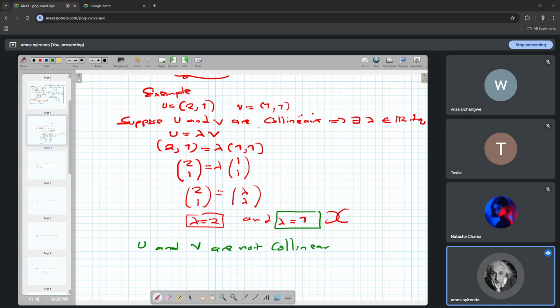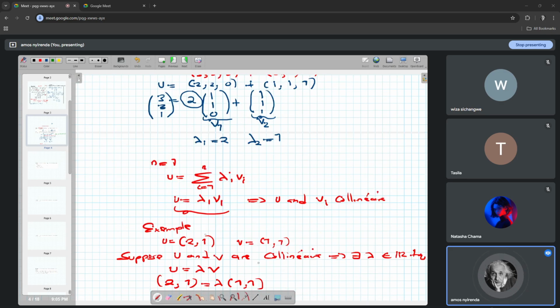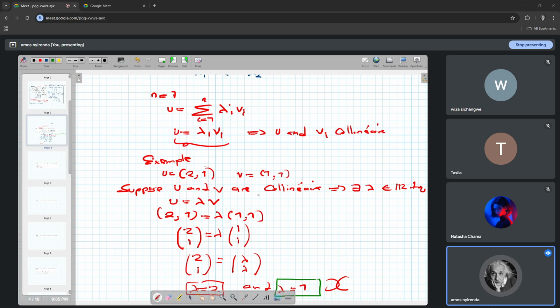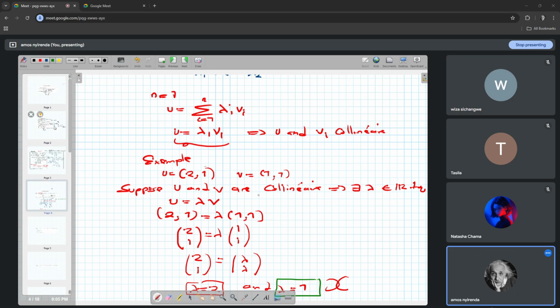Okay, so u and v in this case are not collinear because we cannot have two values for lambda. Lambda is equal to 2 and lambda is equal to 1, so it doesn't make sense. Okay, so these vectors u and v are not collinear.